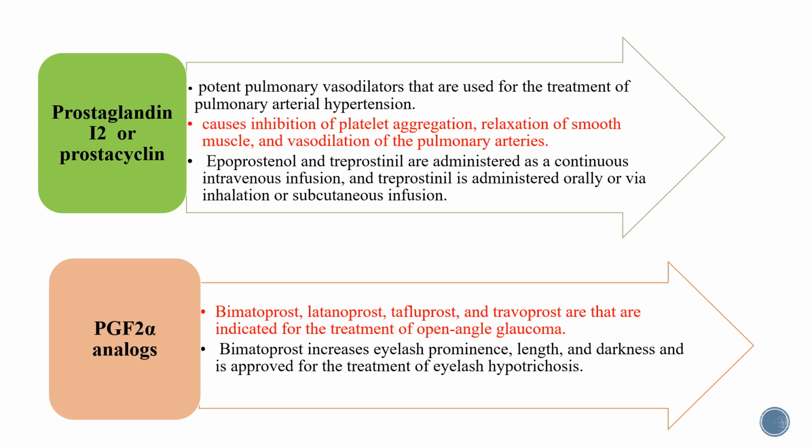And the next are PGF2 alpha analogs, mainly bimatoprost, latanoprost, tafluprost and travoprost. They are mainly indicated for the treatment of open angle glaucoma. And there's one more feature of bimatoprost: it increases eyelash prominence, length and darkness, so it is approved for the treatment of eyelash hypotrichosis.